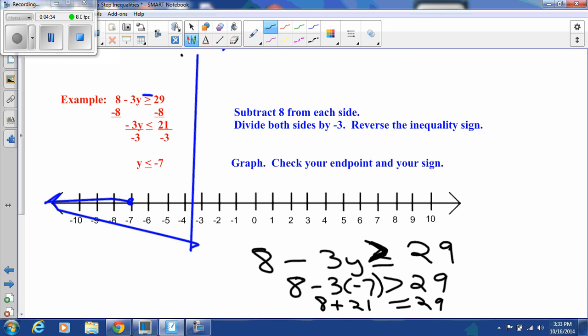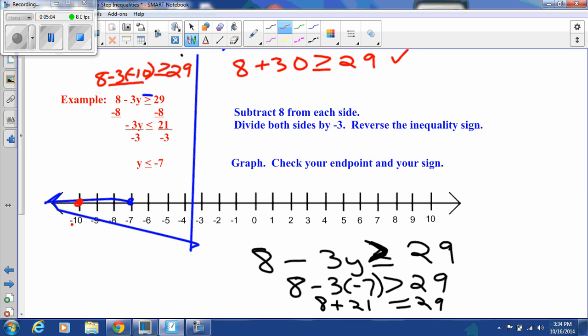Next, we will pick a point in our shaded region to see if it makes our statement true. Well, let's take a look. Negative 10 is in our shaded region. So let's put negative 10 in for y up here. 8 minus 3 times negative 10. We'll see if that's greater than or equal to 29. Negative 3 times negative 10 is plus 30. So we have 8 plus 30 is greater than or equal to 29, and that checks because 8 plus 30 is 38, and that's greater than or equal to 29.